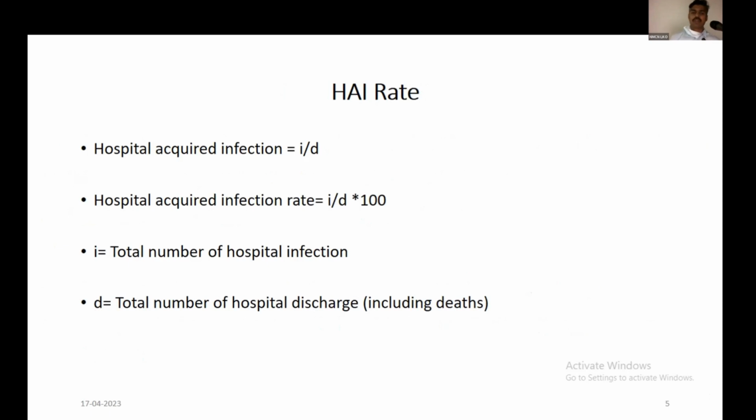So how do we calculate the hospital-acquired infection rate? If I is the total number of hospital infections and D is the total number of hospital discharges, including deaths, then the hospital-acquired infection rate is calculated as I divided by D multiplied by 100.